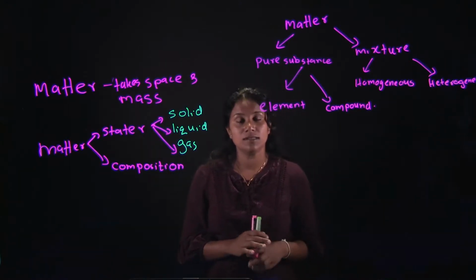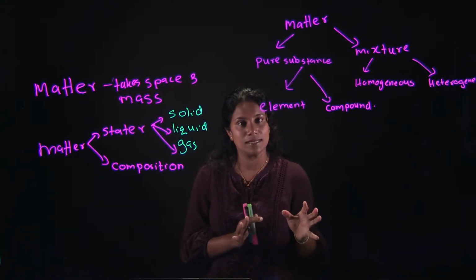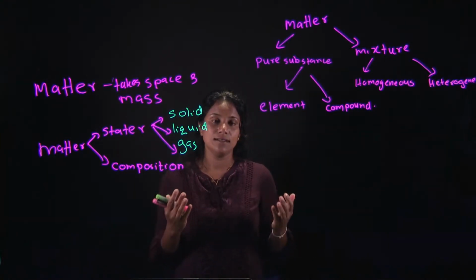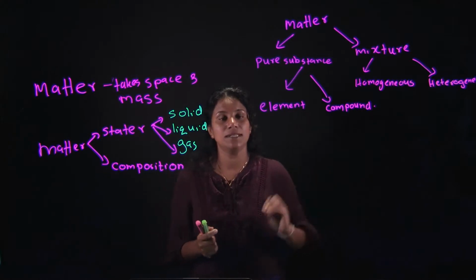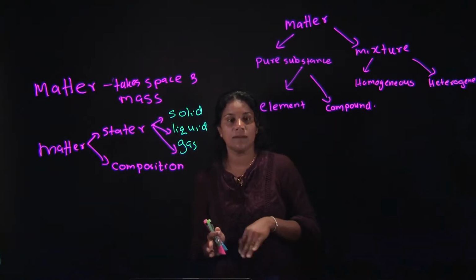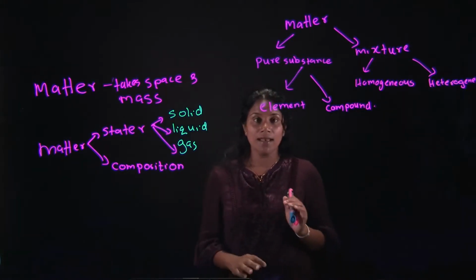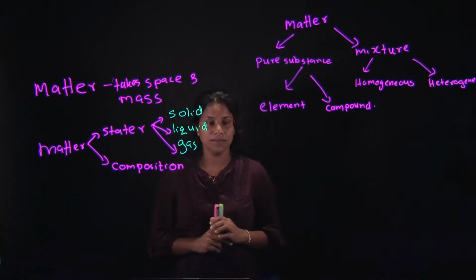What about heterogeneous? You can separate its individual components. That is a heterogeneous mixture. A good example is chicken soup. You can separate pieces. So that is the example for homogeneous mixture and heterogeneous mixture. And now we are moving to our next part.